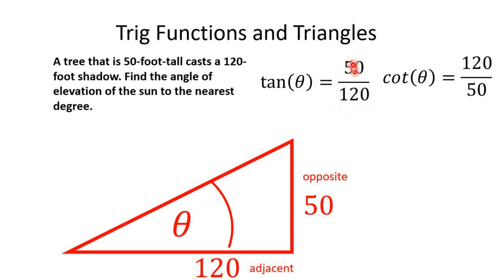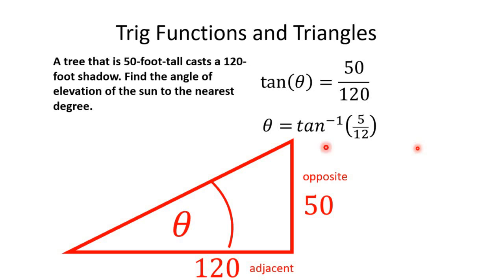So since I know the output of the tangent is 50 over 120, and I want to know the input theta, I'm going to use the arctangent function to find theta. The arctangent, or inverse tangent function, will give me theta if I give it the output for the angle theta. The output for the angle theta is 50 over 120, or 5/12. So I just take the arctangent of 5 over 12, type that into my calculator, and it'll give me roughly 23 degrees. So the angle of elevation to the sun is 23 degrees.